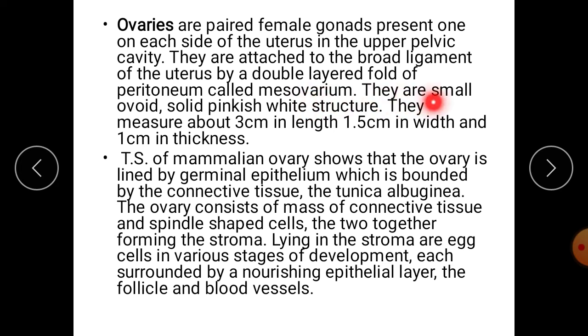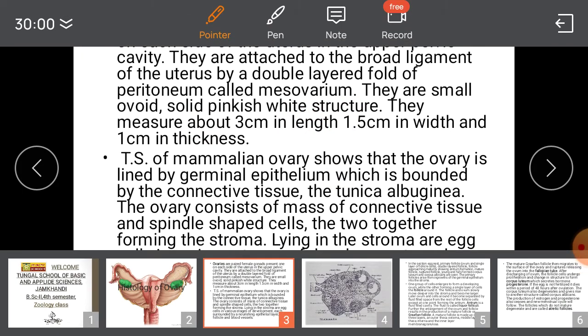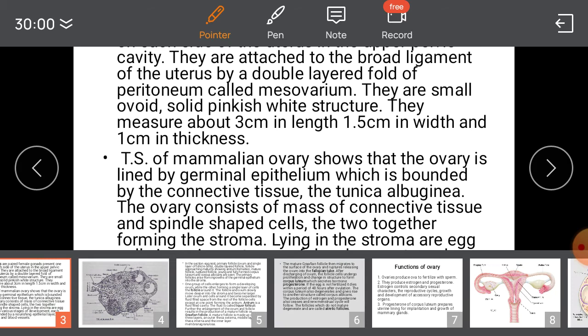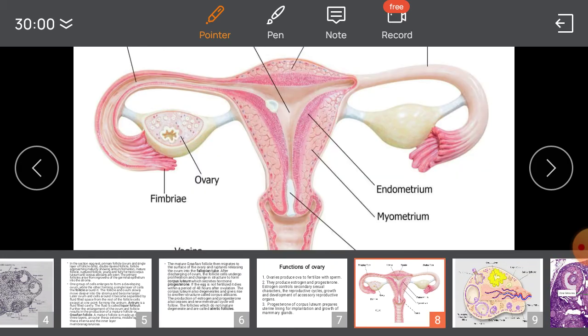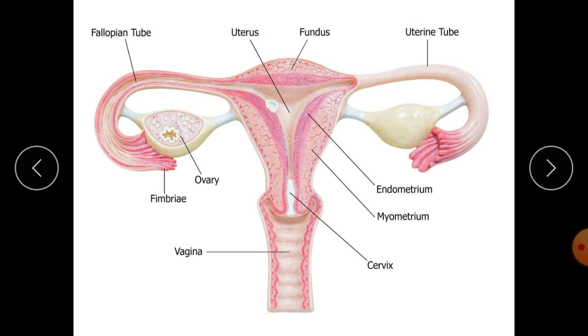They are small, ovoid, solid, pinkish white structures. They are solid, not having a cavity, not hollow structures. Inside this, the development of eggs occurs.